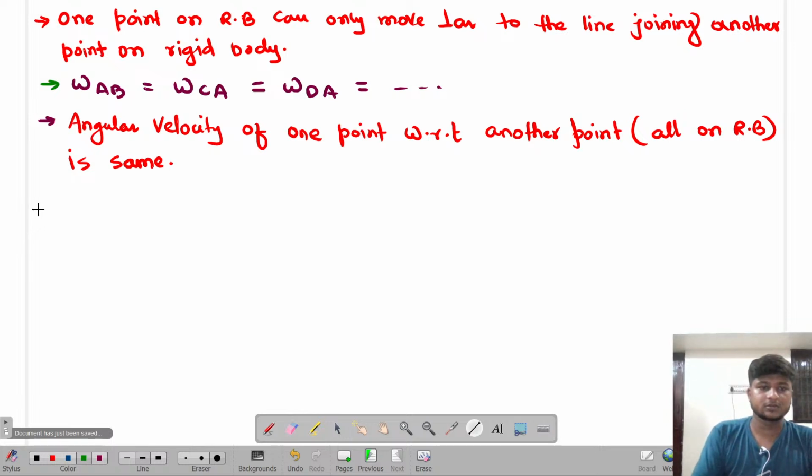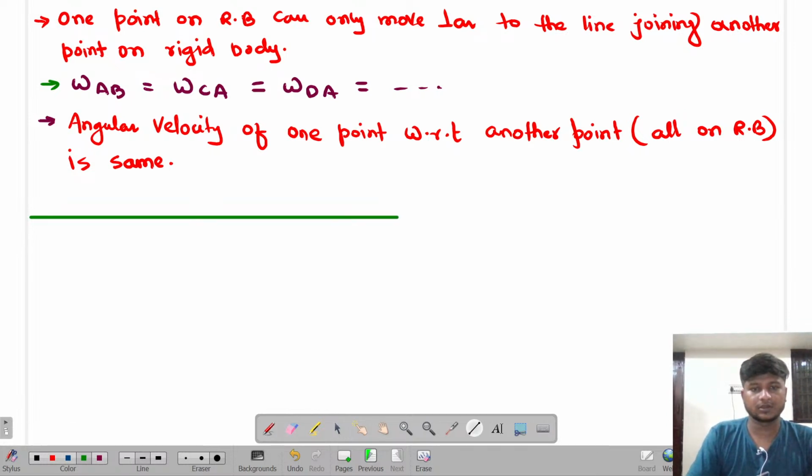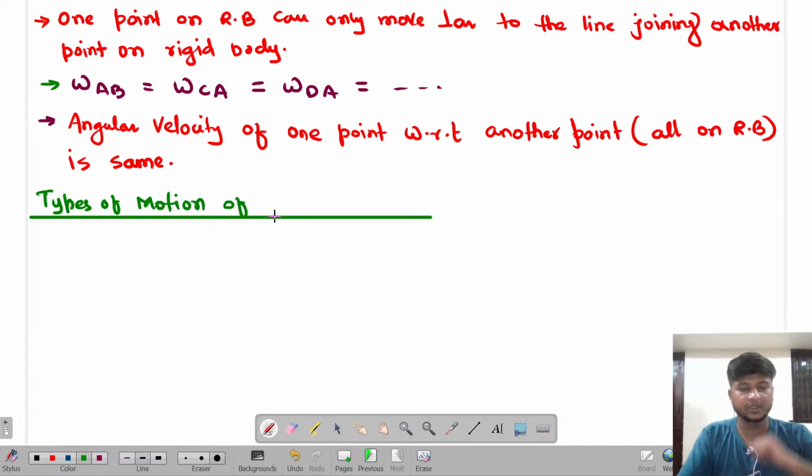Now look over here. Give the heading, second point: types of motion of a rigid body.